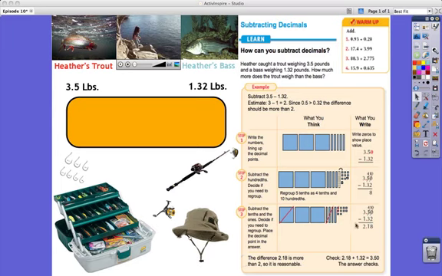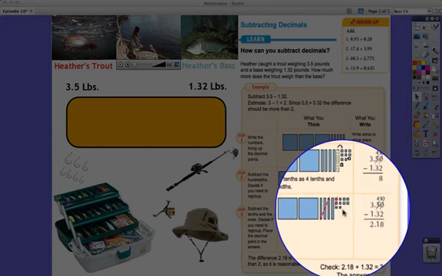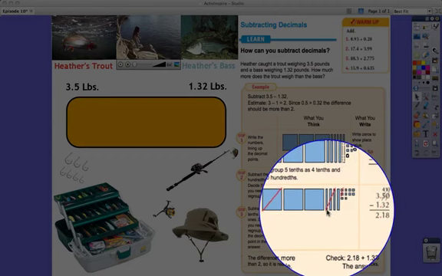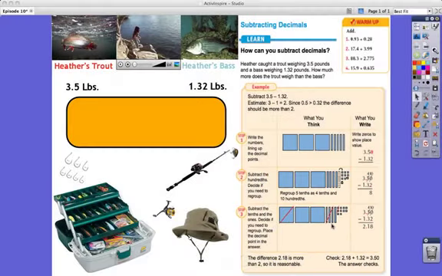Now guess what? Since one of these rectangles we broke up into 10 equal parts, we can safely assume that each of these can also be broken up into 10 equal parts. So if we take out 1, 2, 3, and there were 10 equal parts in each of them, we just scratched out 30, right? Now how many do we need to scratch out? Right, we need to scratch out 32. So again, we take out 10, 20, 30, and then we come up here and we take out 2 more, 32.